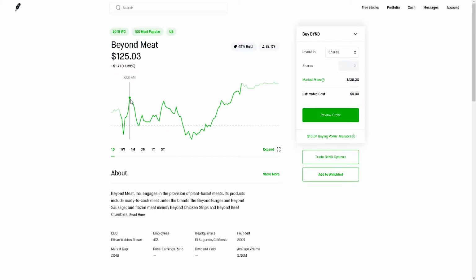Now, I wasn't interested in getting in on the high. That is not what I was interested in. I was just interested in the fact that they were green and bullish when other stocks were being bearish.